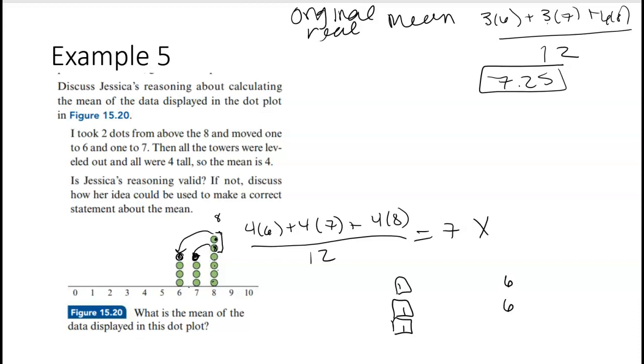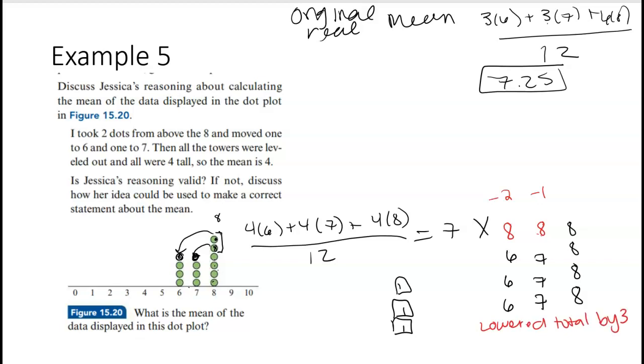She basically had 6, 6, 6, 7, 7, 7, and she did 8, 8, 1, 2, 3, 4, and then she took these 2 8s and dropped them over here. So she can't really do that because the idea is that it's not the same. It's not leveling out the same. She lowered our total. She turned an 8 into a 6, so we lost 2. And she turned our 8 into a 7, so she lost 1. So she lowered our total by 3.